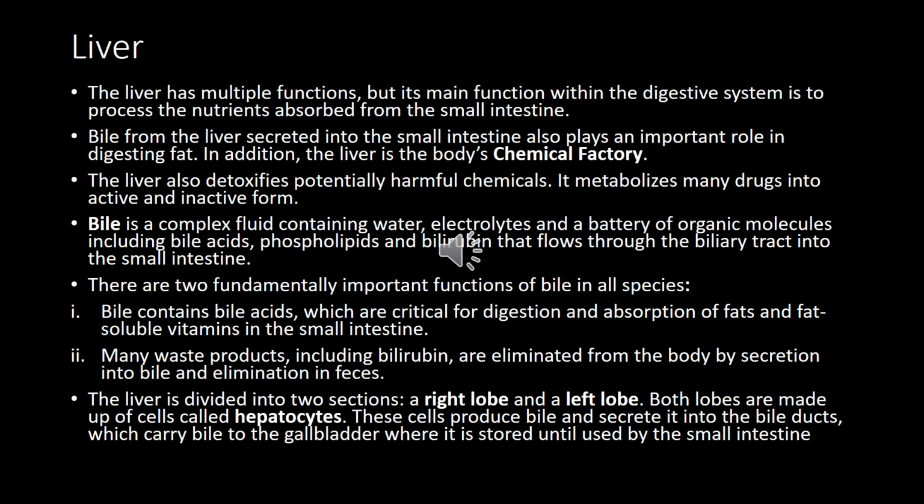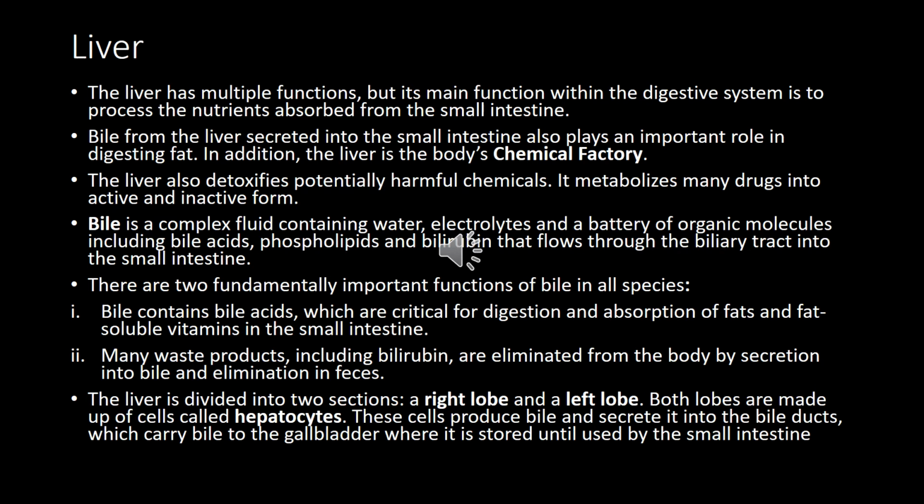Here we come with another accessory organ which is involved in the digestive activity, and that's the liver. The liver has multiple functions, but its main function within the digestive system is to process the nutrients which are absorbed from the small intestine. And bile from the liver, secreted into the small intestine, also plays an important role in digesting fats. In addition, the liver is the body's chemical factory.